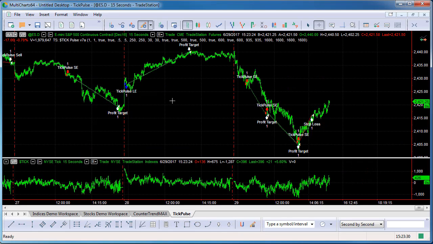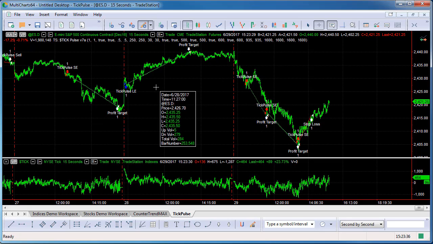First, let's go over Tick Pulse. Tick Pulse is a trend strategy. It's done well the last few days. You see a short trade here, a long trade here.